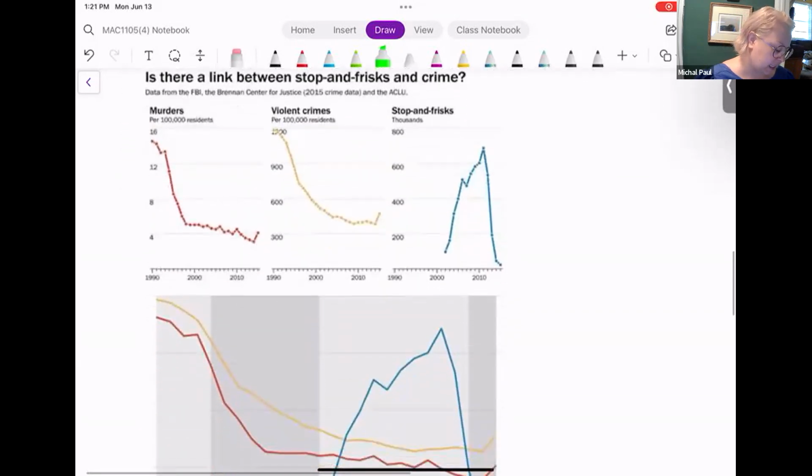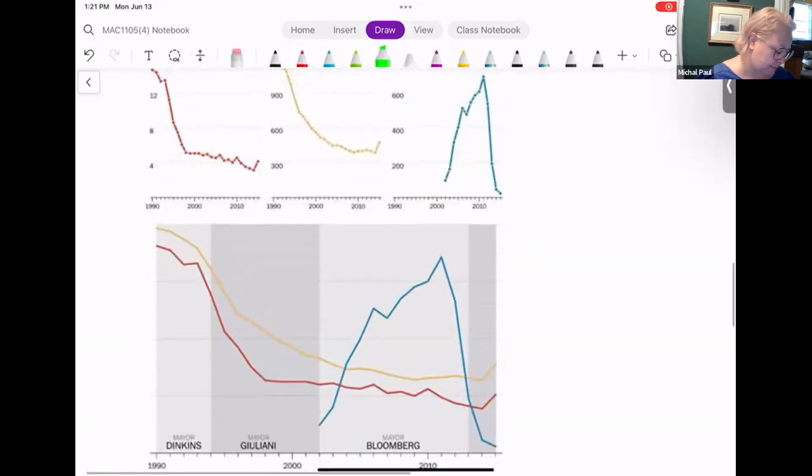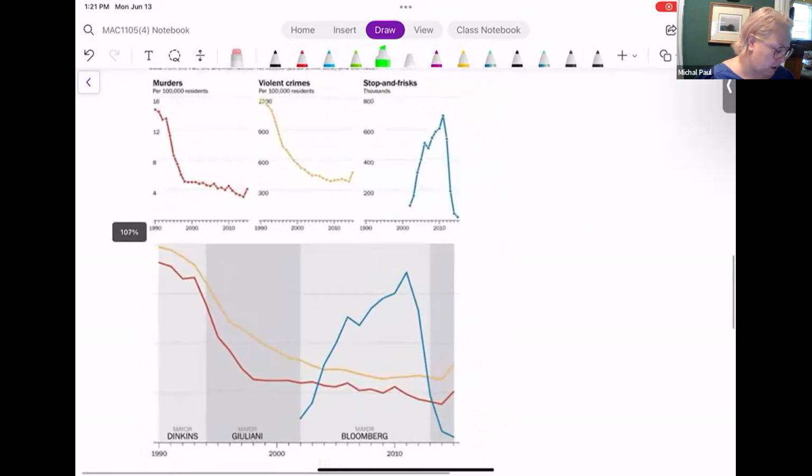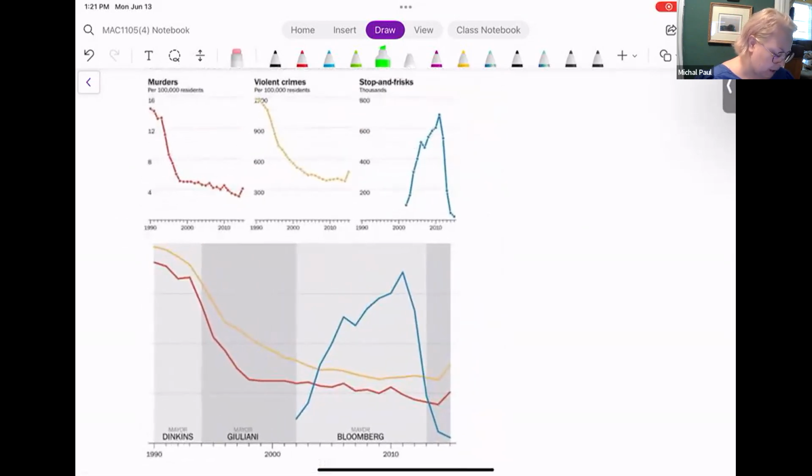So in particular, here is a nice little example. Our red line on the graph below is the murders. So murders for every 100,000 residents. So it's like a percentage, right? So what we have on the left, the y-axis, is percent rate, or percent frequency.